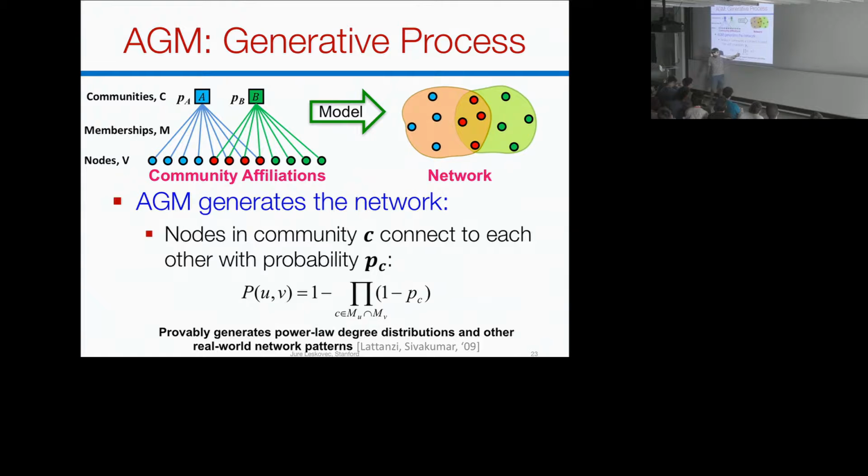And now you also see why, as this overlap is getting bigger, the product here is getting longer. Each factor is less than one, so this will be getting a smaller and smaller number. So one minus a smaller number is a bigger number, right?